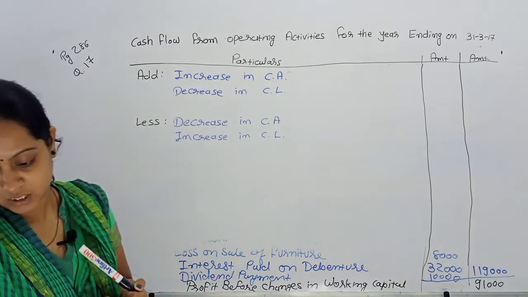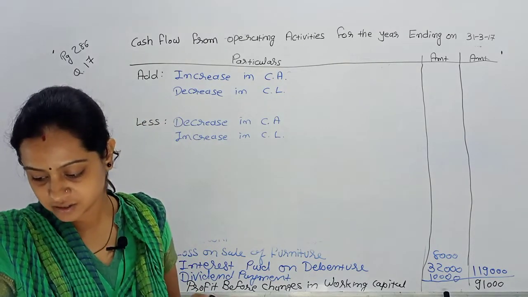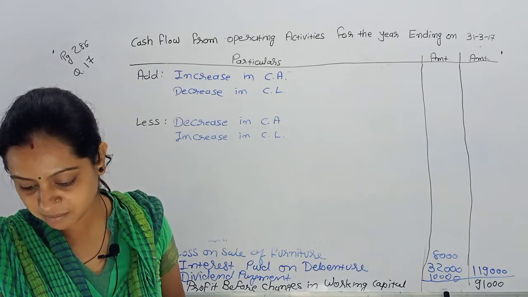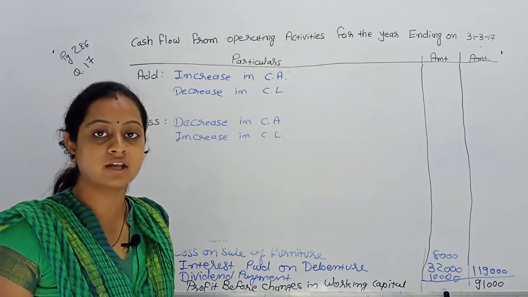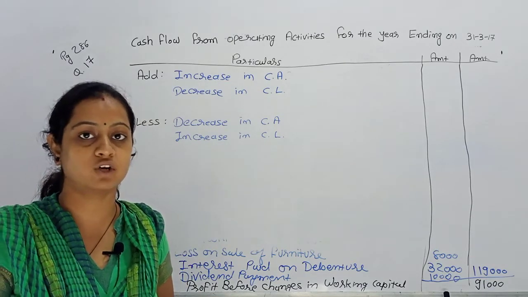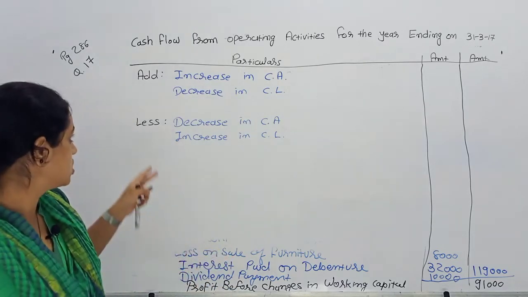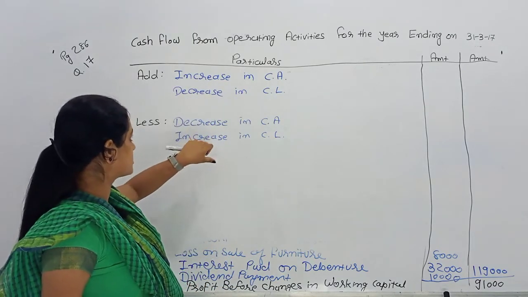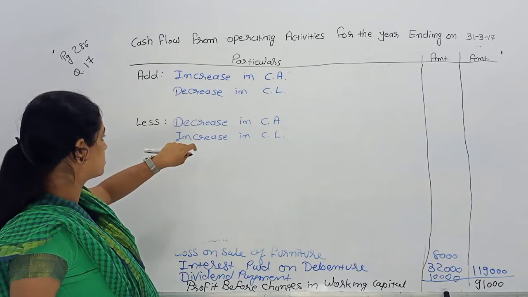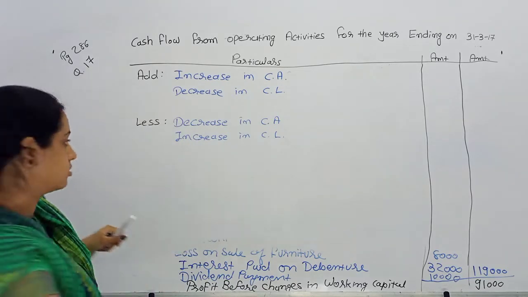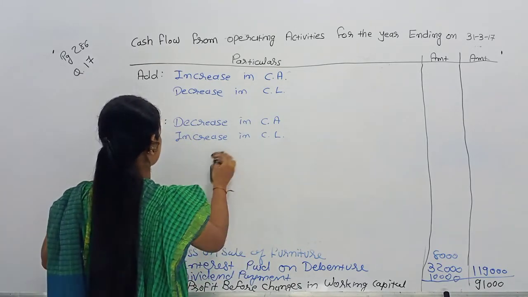So first, debtors. In the beginning of the year, amount of debtor is 39,000 and at the end of the year it becomes 49,000. So it has been increased. So increase in current assets. Just a second, here I wrote opposite things.